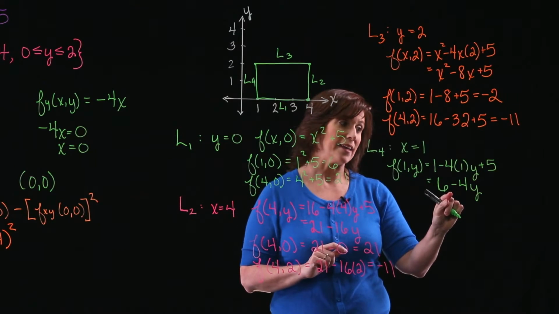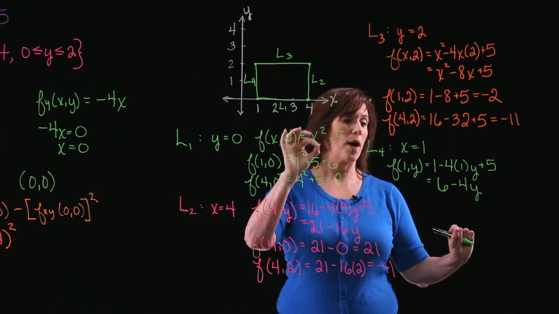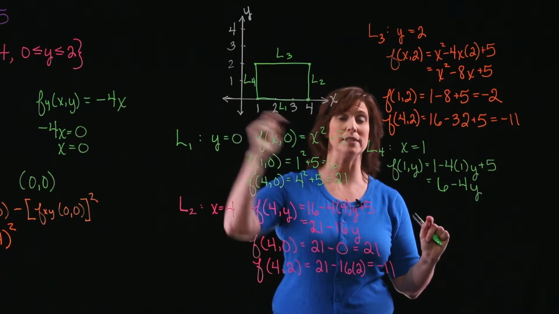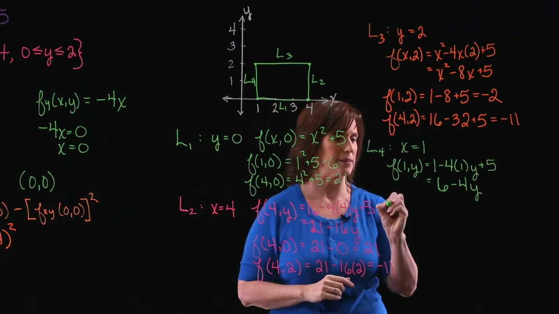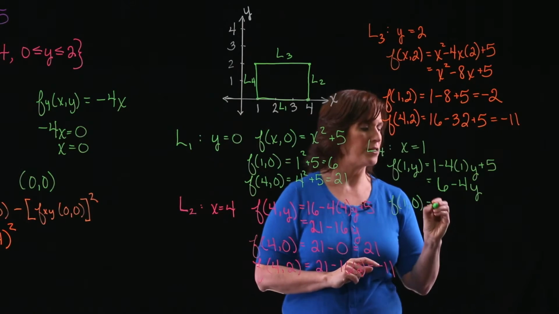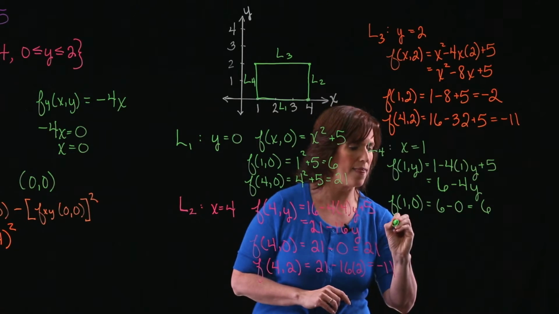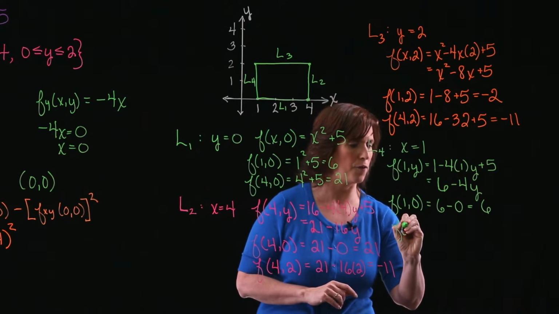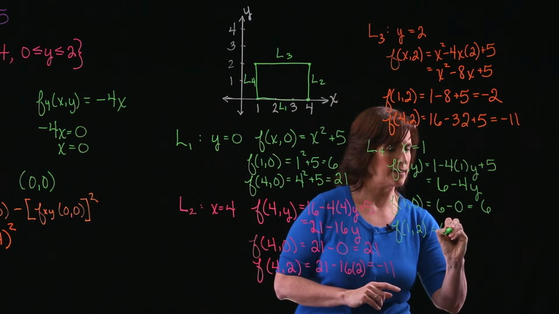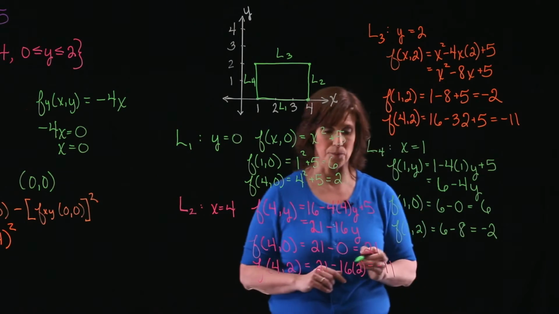And again, I have a line, and I have a line that's decreasing. So its largest value is going to happen when y is 0, and the smallest when y is 2, because y bounces between 0 and 2. So let's see what happens. I'm going to have f of (1, 0). And so that's going to be 6 minus 0, which equals 6. And then I'm going to look at f of (1, 2), which is going to be 6 minus 4 times 2, which is 8, which is a negative 2.